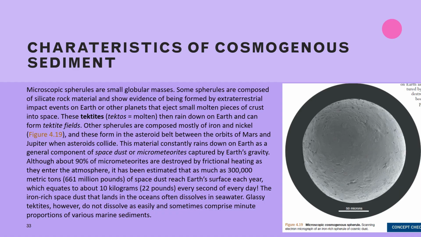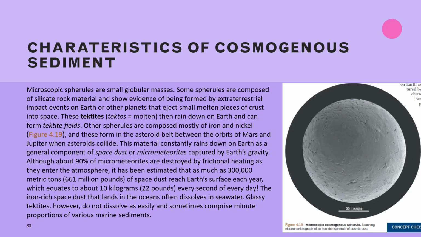So microscopic spherules are small globular masses. Some spherules are composed of silicate rock material and show evidence of being formed by extraterrestrial impact events on Earth and other planets that eject small molten pieces of crust into space. These tektites, which come from the word tektos, translating to molten, then rain down on Earth and can form tektite fields. Other spherules are mostly iron and nickel. You can see the image of a spherule here.